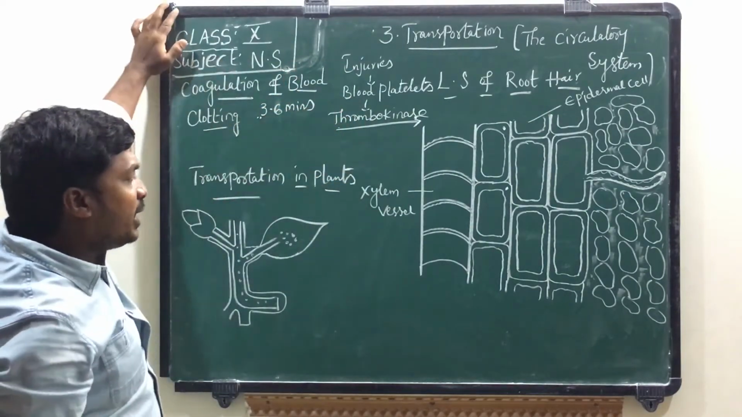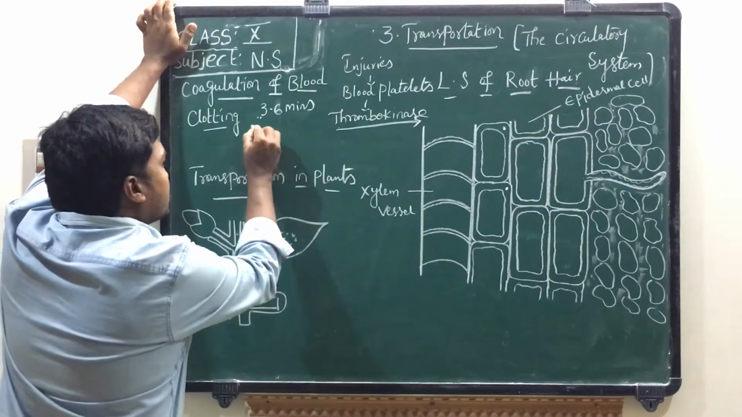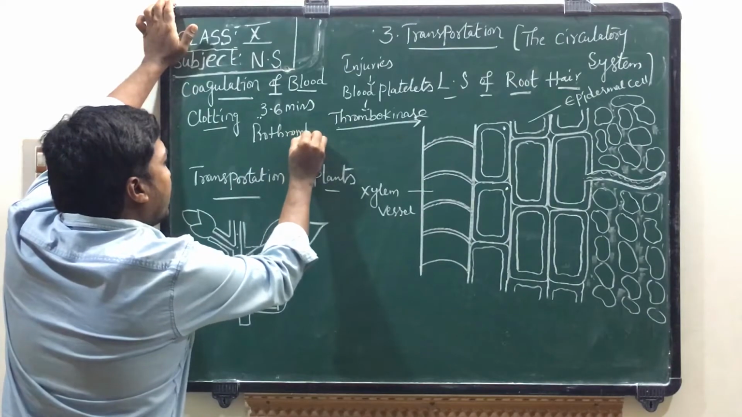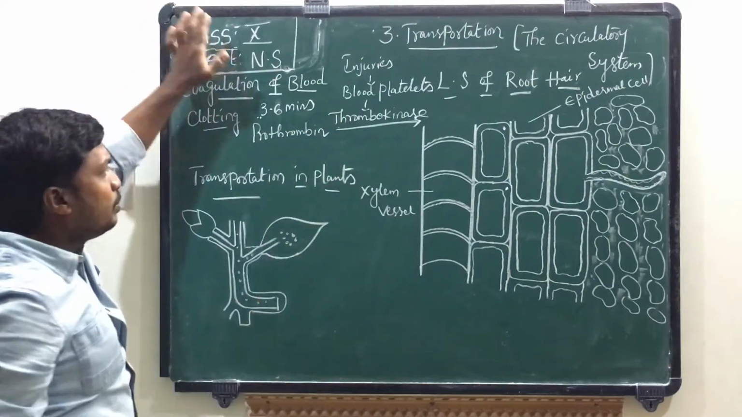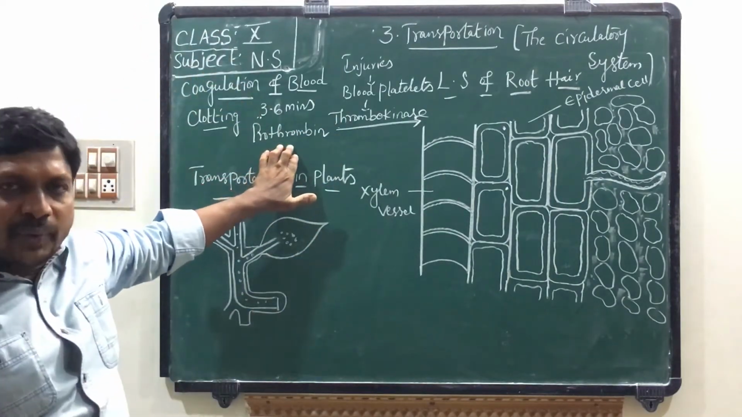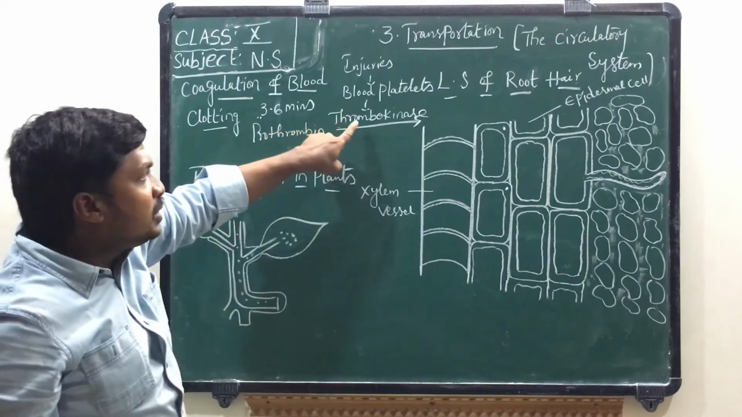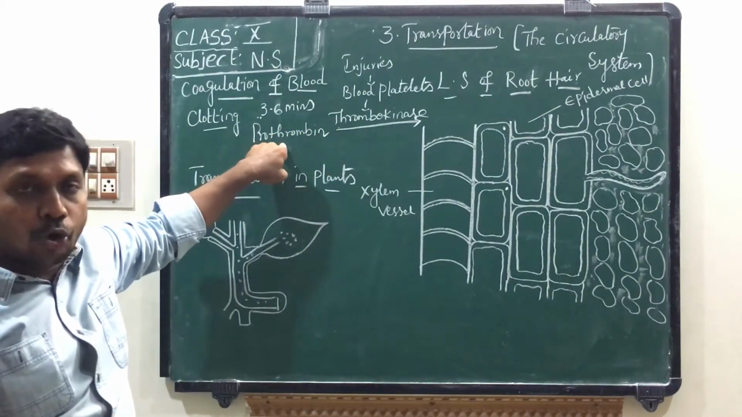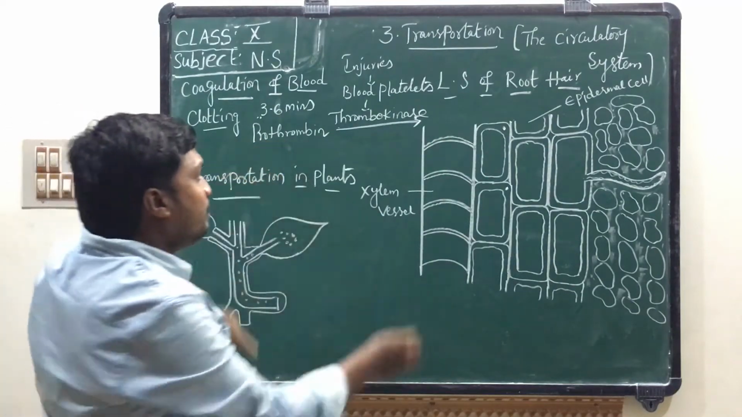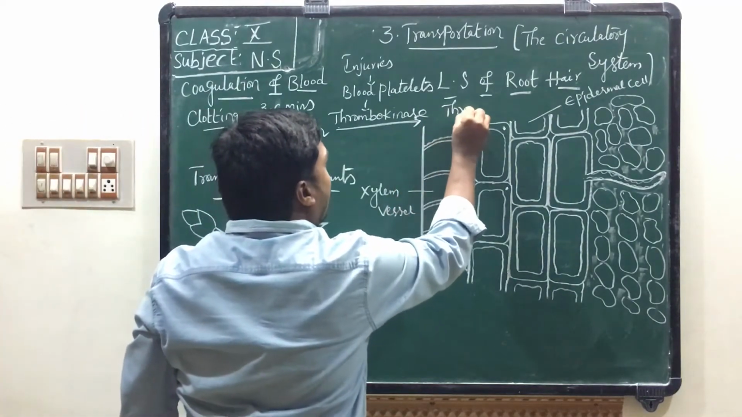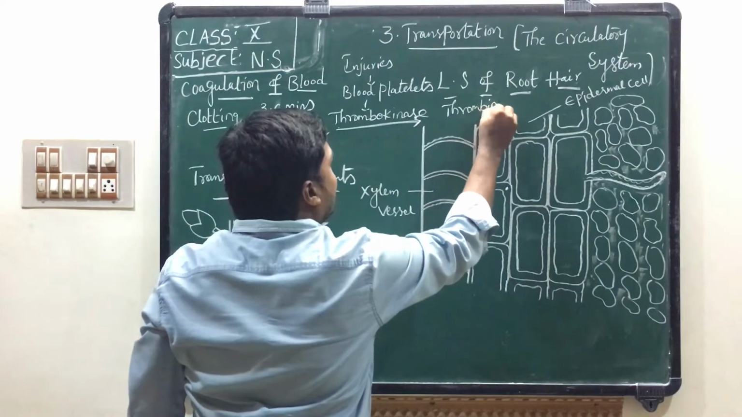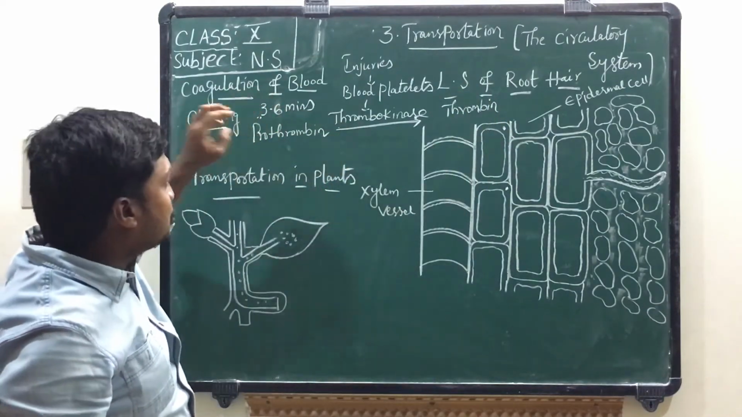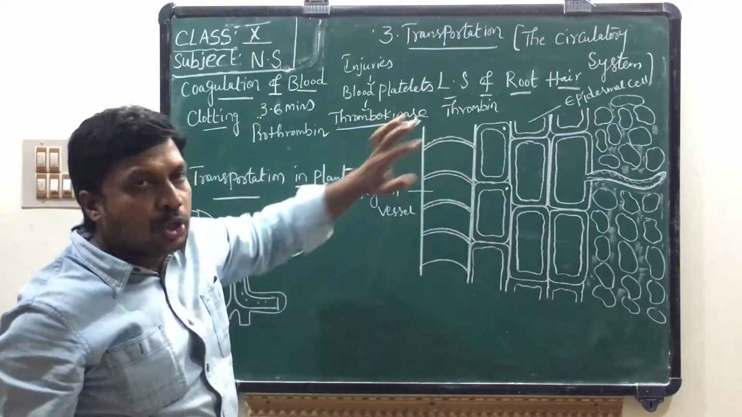This thrombokinase acts on a substance called prothrombin, which is present in the blood. So this is the enzyme which acts on a substance known as prothrombin. What is that? Prothrombin, and converts it into thrombin. The thrombokinase enzyme helps to convert prothrombin into thrombin.